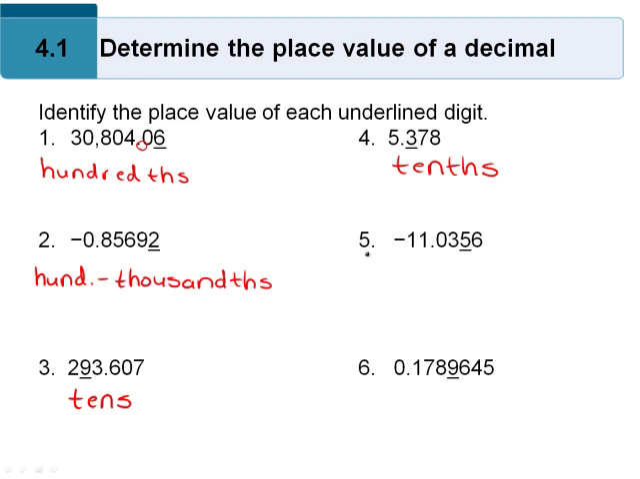Okay, number 5, we're looking at the digit 5 there. At the decimal point we count back: tenths, hundredths, thousandths. So that 5 would be in the thousandths place. Another long word there. All right, and number 6, we're looking for the place value of the 9. Start at the decimal point, count to the right. Tenths, hundredths, thousandths, 10,000ths. So that's the place value of that 9.